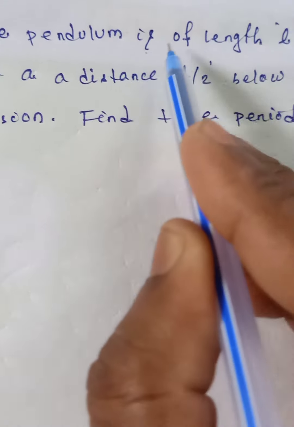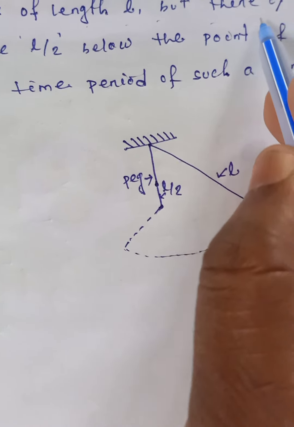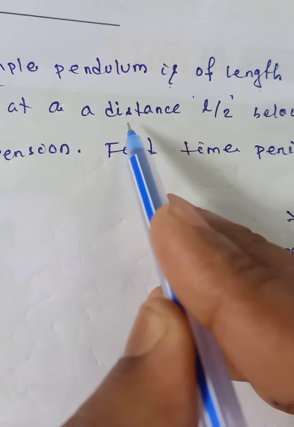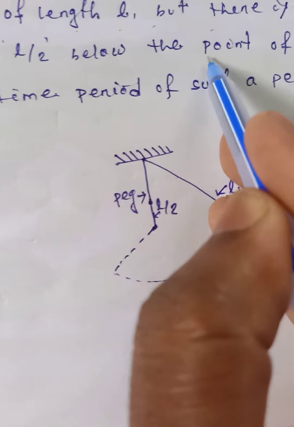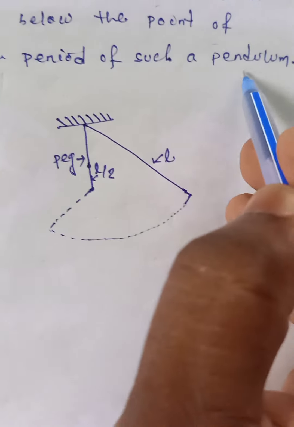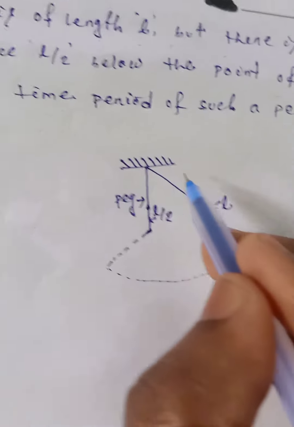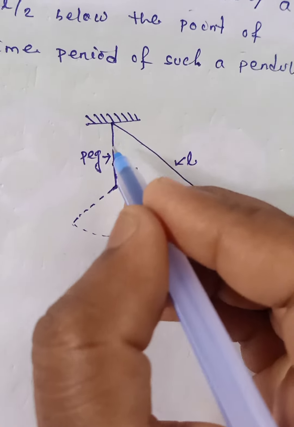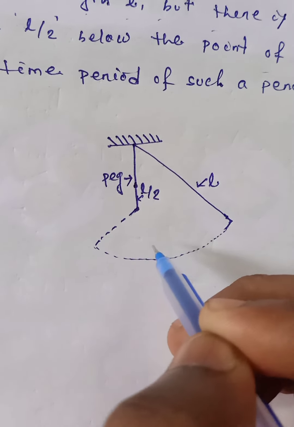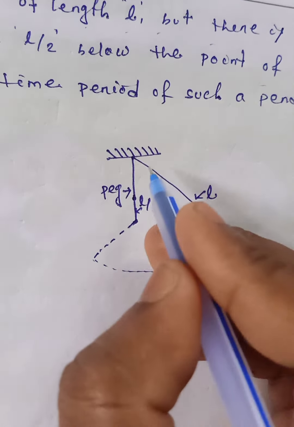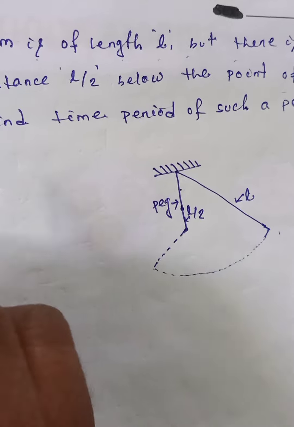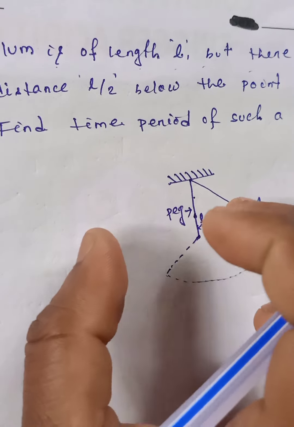A simple pendulum is of length L, but there is a peg at a distance L by 2 below the point of suspension. Find the time period of such a pendulum. So L is the simple pendulum and L by 2 is the peg. We have to find the time period, both for the peg and the simple pendulum: the time period of the simple pendulum and the time period with the peg.